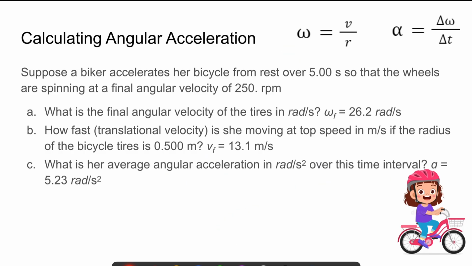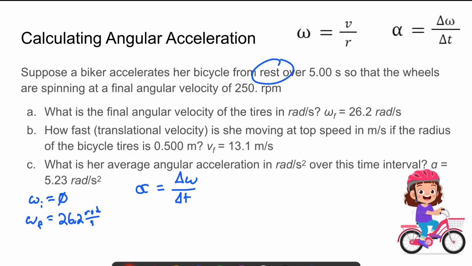Great. So next up, let's figure out what her average angular acceleration is in radians per second squared over this time interval. And we know that angular acceleration is change in angular velocity over change in time. And we have an initial angular velocity of 0 because she's starting from rest, and a final angular velocity of what we found in part A, which is 26.2 radians per second. And finally, we have a change in time of 5 seconds.